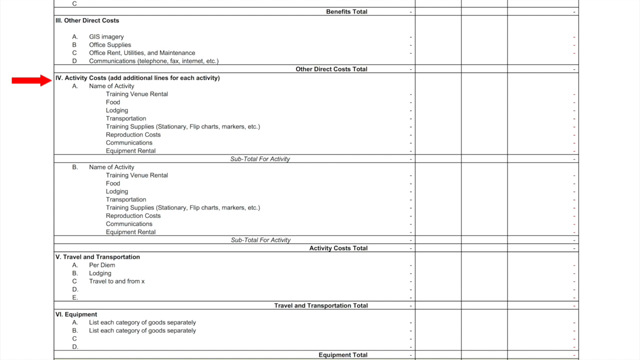The fifth section is activity costs. Please include here any costs specific to your proposed activity, which are not travel and transportation or equipment. These costs will be included in the next 2 sections. One way to do this is to list out expenses by each task listed in your implementation plan, Annex D, and include the costs associated with each task.